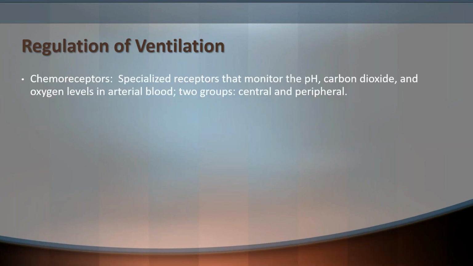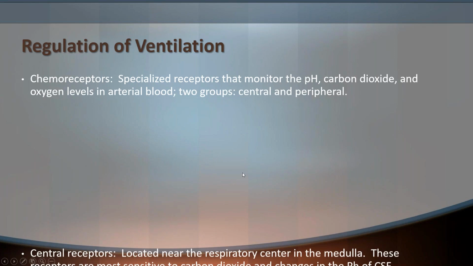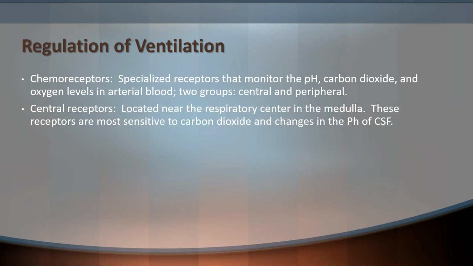So how do we regulate how fast we breathe and how slow we breathe? These are all based on chemoreceptors. Chemoreceptors are specialized receptors within the system, and there are two predominant chemoreceptors that help regulate how we breathe. We have central chemoreceptors and we have peripheral chemoreceptors. We'll talk about the central receptors first, because the majority of the population regulate their ventilation based on central chemoreceptors. They are located near the respiratory system in the medulla.